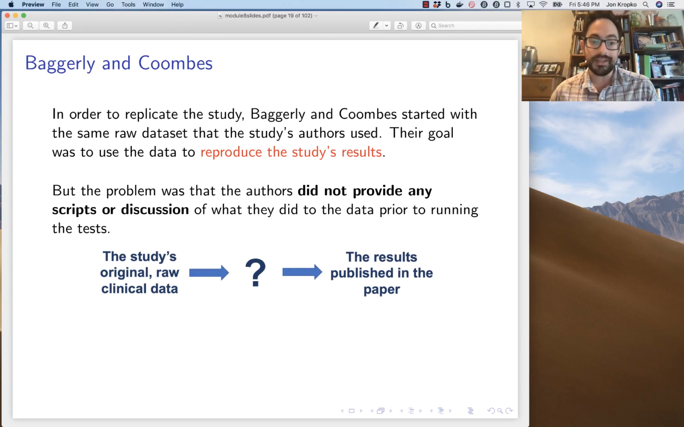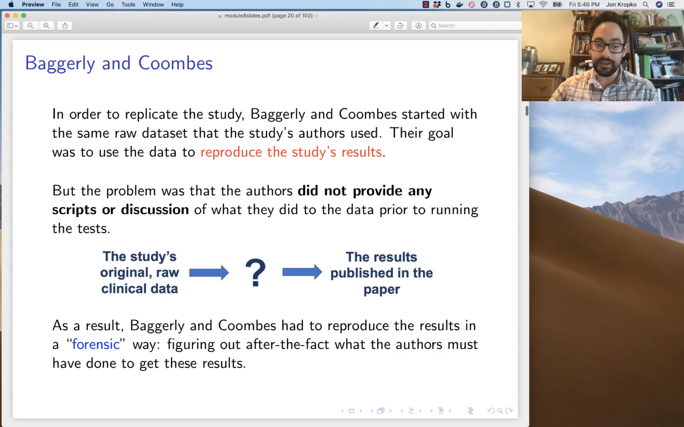The problem is there was a black box here, right? The authors did not provide any scripts or discussion of what they did to the data prior to running the testing models. So we started with the raw data, and then there was a big question mark, like what did they do to the raw data? And then that led to the results published in the paper. So what Baggerly and Coombs did was they use the word forensic, and they don't mean it as a compliment.